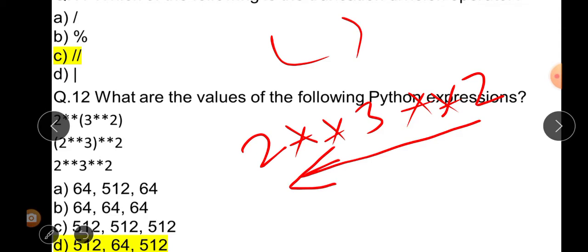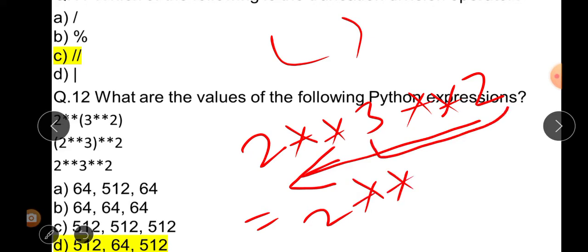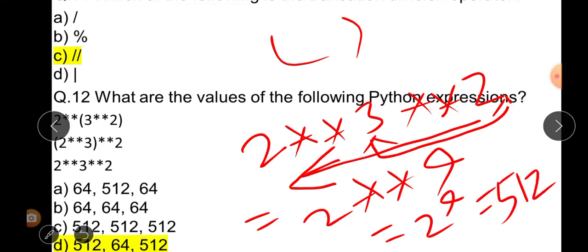Okay, and this point is already discussed in our previous question. So our answer should be 2 double star, and 3 double star 2 means 3 power 2, which is 9. Now 2 power 9 means 512. So 512 is the correct value. Okay, so D is the correct answer.